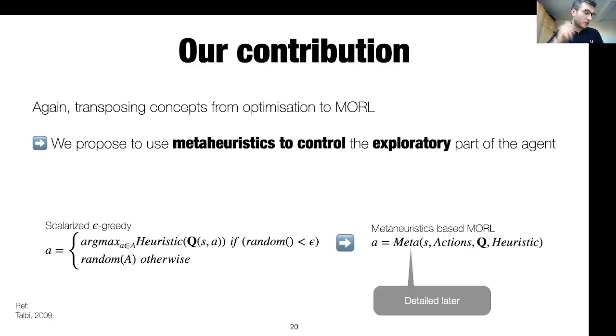Fortunately, what we try to do in this paper is actually to do that. So we try to propose new ways to do exploration in those problems. Our idea is again to transpose concepts coming from optimization to multi-objective reinforcement learning. What we propose is to use meta-heuristics to control the exploratory part of the agent. So our scalarized epsilon greedy becomes entirely controlled by meta-heuristics that we will detail later.